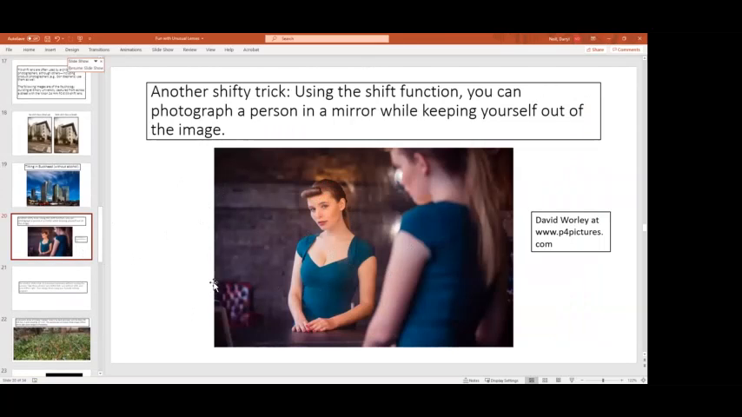This is a picture I grabbed off the web. You know how you take a picture of somebody in a mirror, and unfortunately you're in the mirror too? Unless you get way over the side, and then you get all kinds of perspective problems. Notice that's not here. The photographer is standing here and has slid the thing to the right and has the model and her mirror image there with the mirror image in focus. You don't see the photographer at all. So is it kind of like a periscope?